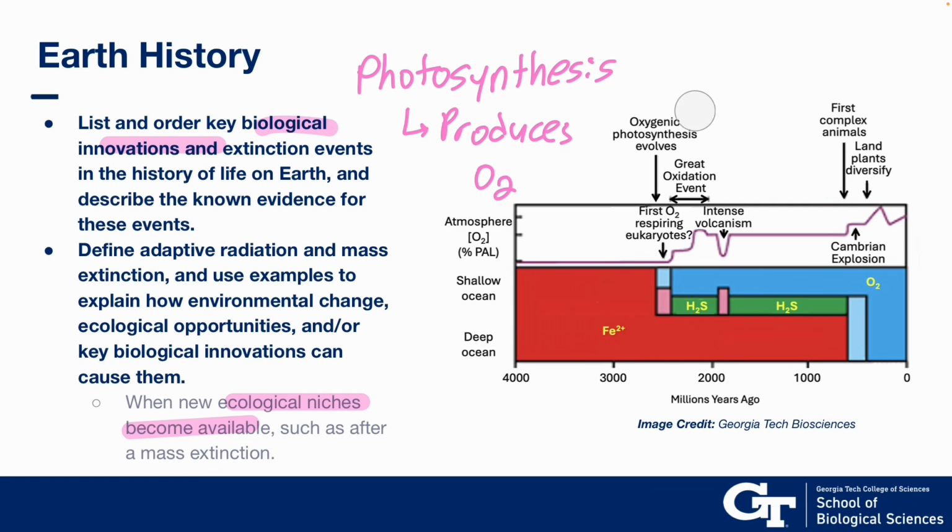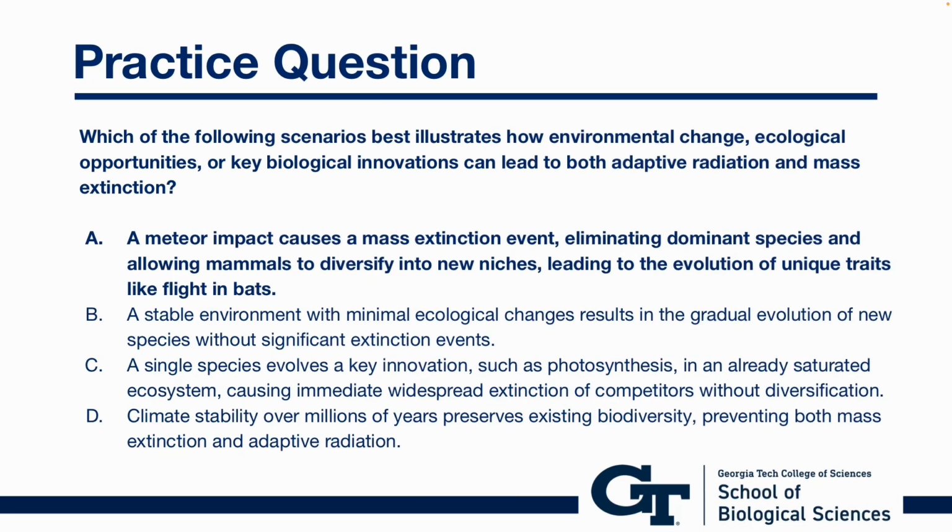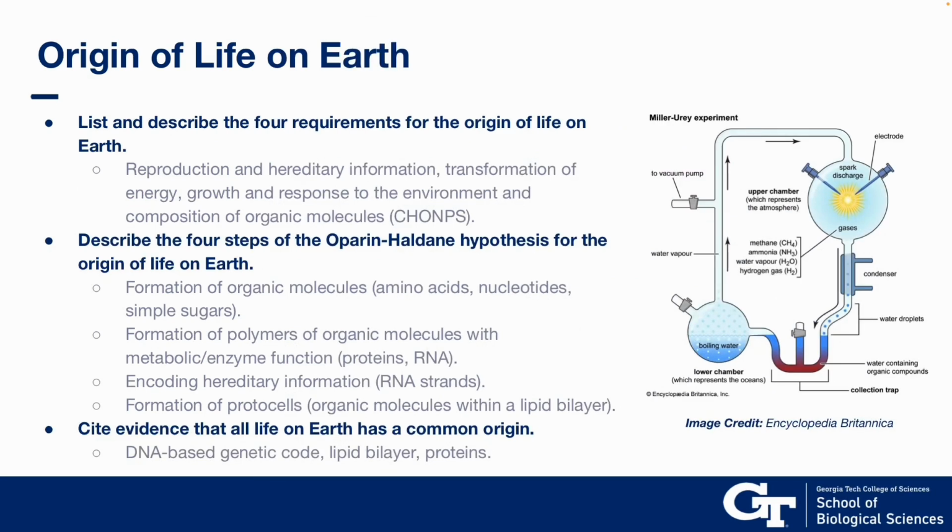So we evolve it, and we start producing oxygen, and then billions and billions or millions of years later, we have the Cambrian explosion where things start being able to use oxygen. It's an adaptive radiation. Okay, now, how did life actually originate on Earth?